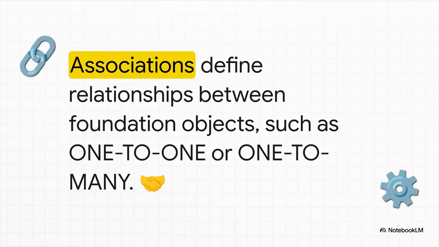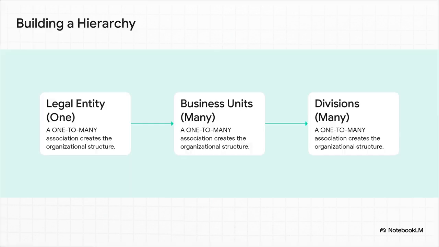But of course, a pile of bricks is just a pile of bricks if you can't connect them. That's where associations come into play. These are like the mortar, the glue, the bolts that hold our entire digital HQ together. They define how all these blocks relate to each other. For example, you might say one location can only be in one geozone. That's a one-to-one relationship.